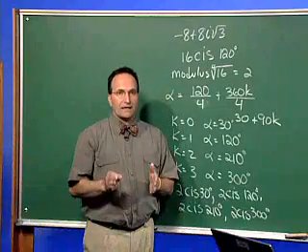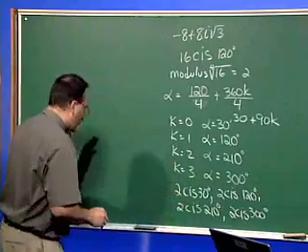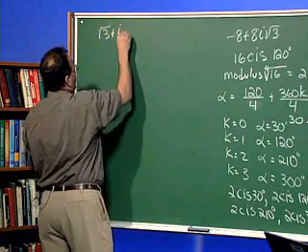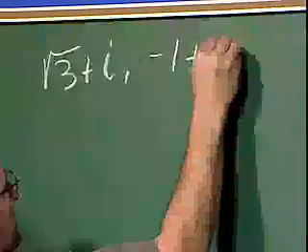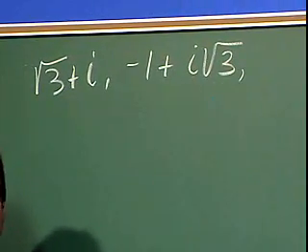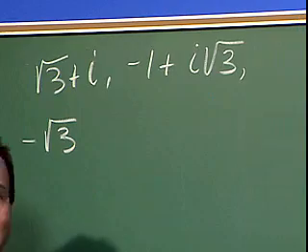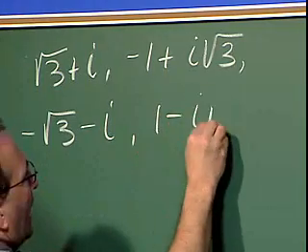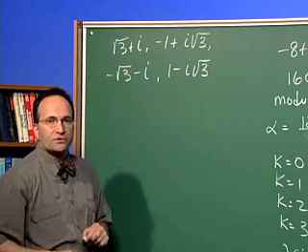Well, what about the rectangular form? The rectangular form, move over because I've run out of space, we're going to have the square root of 3 plus i, comma, then we would have negative 1 plus i square roots of 3, comma, then we would have negative the square root of 3 minus i, comma, and then finally 1 minus i square roots of 3.